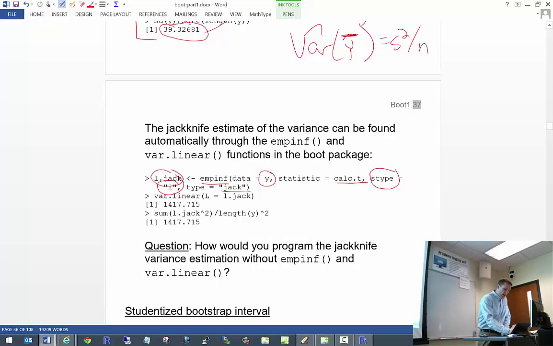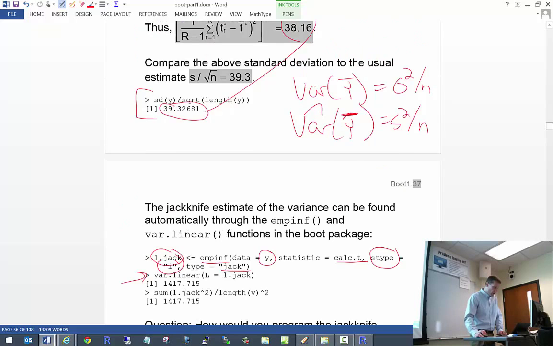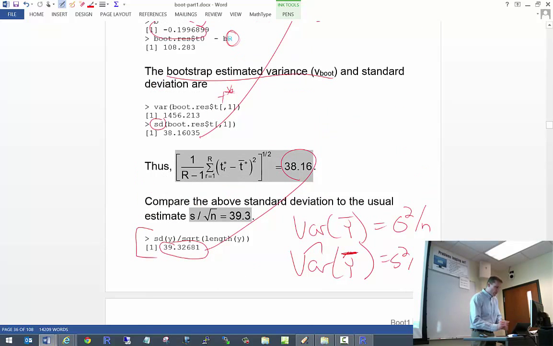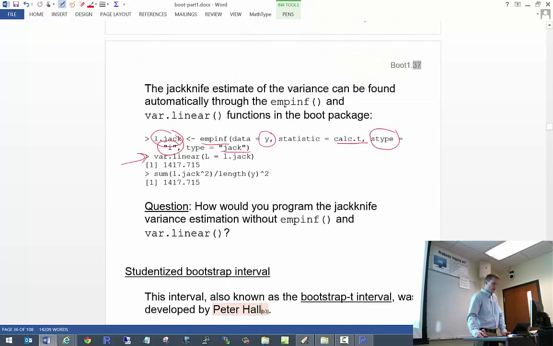Then with the var.linear function, I use the argument capital L, for empirical influence values, equal to L.Jack, and I get 1417.715, which, let's see now, compared with the bootstrap estimate of the variance, was 1456. Very, very similar. So that's cool.